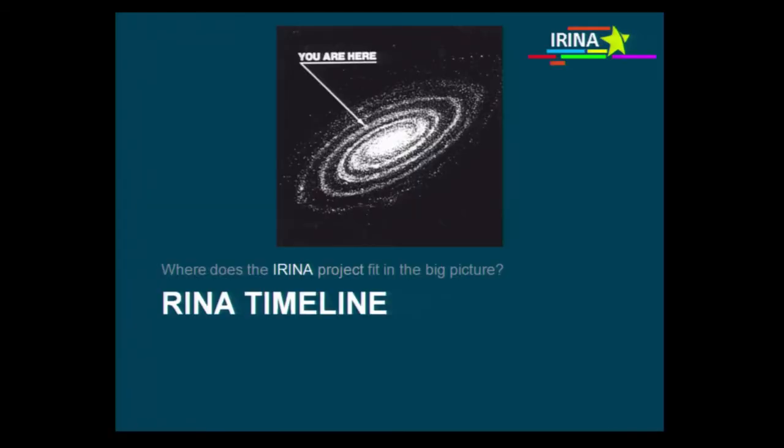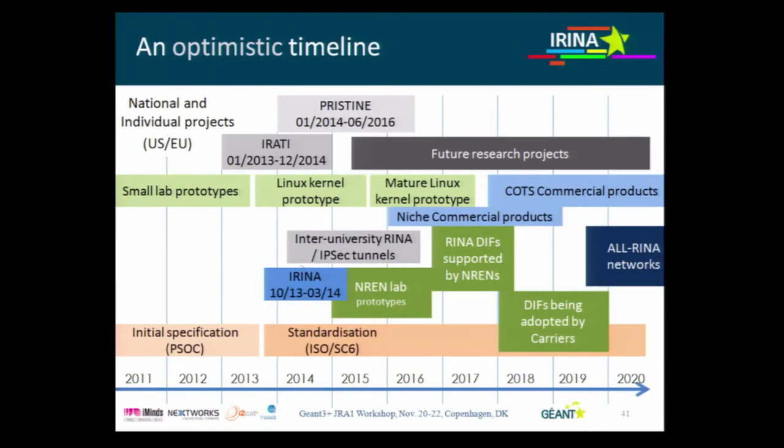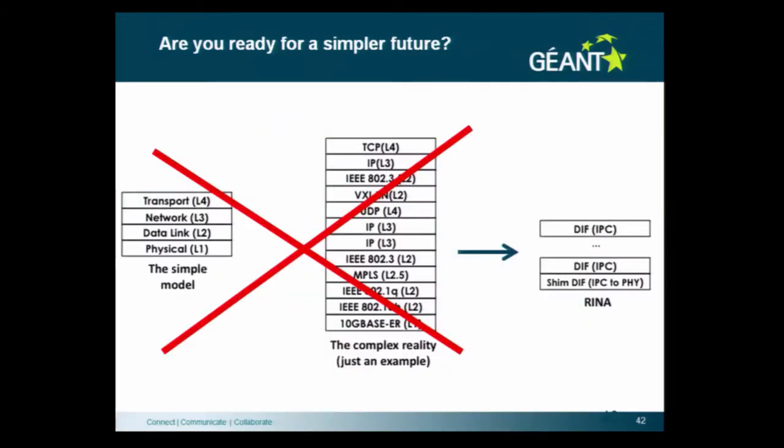So in the RINA timeline, I think we have 1 minute. So this is the optimistic timeline. The RINA project, which are here, so the goal is to have lab prototypes and have the first adoption done by the research networks, and in the end try to have all RINA networks early adoption by 2020. So the question is, are you ready for a simpler future when you don't have all this stacking of all different technologies and unmanageable layers, but you just go to one type of layer and stack them indefinitely?